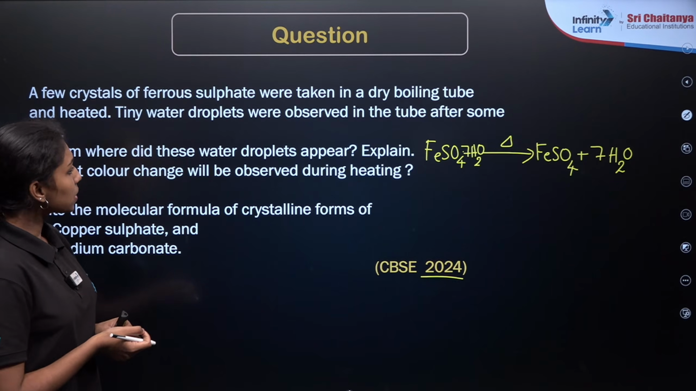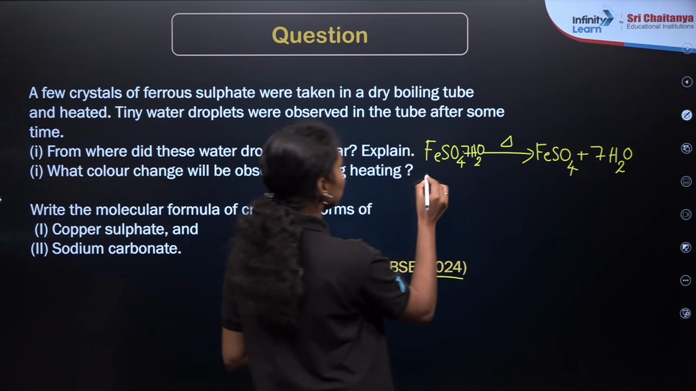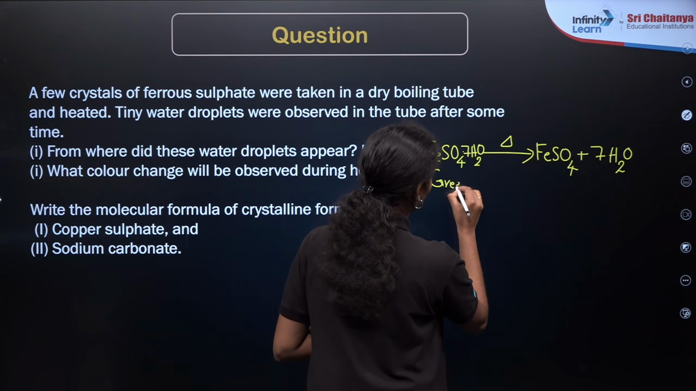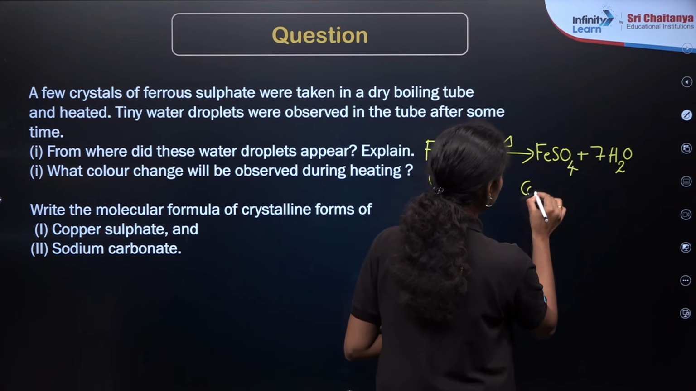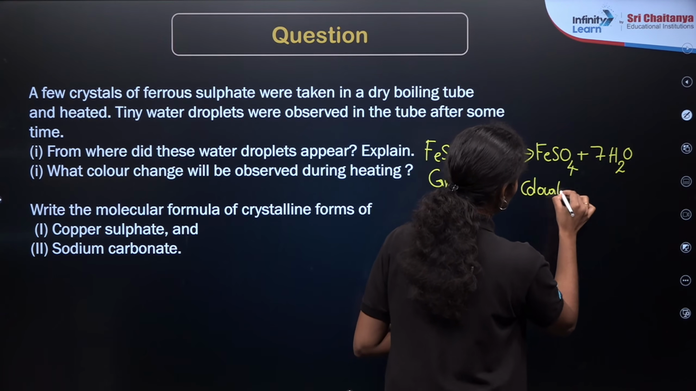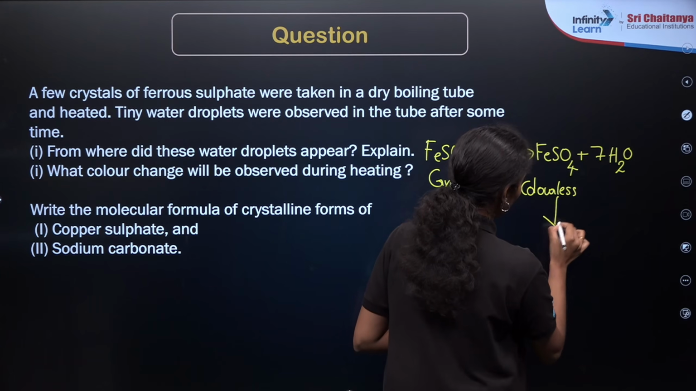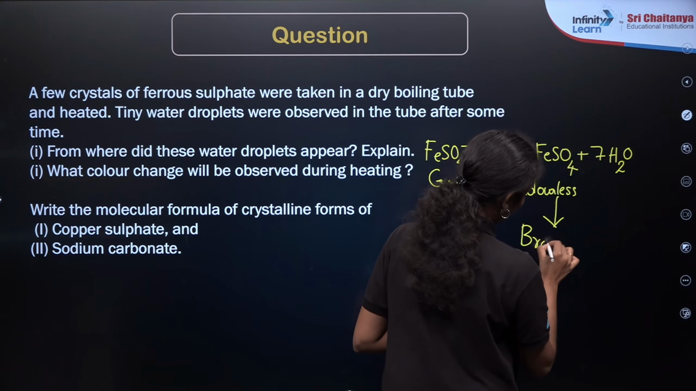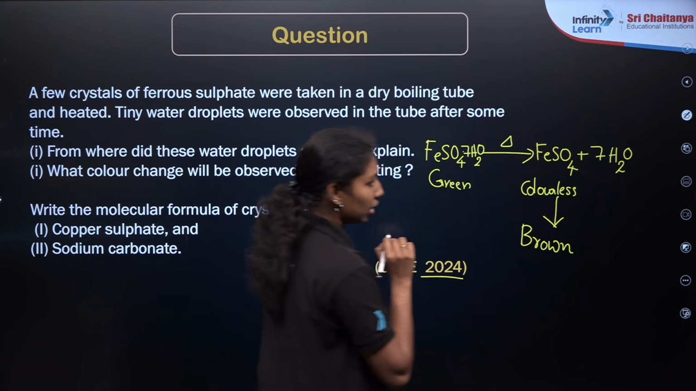Now what is the color change observed here? First it will be green, then it will become colorless. Then after some time, if you heat again, it will become a brown colored substance. Clear?